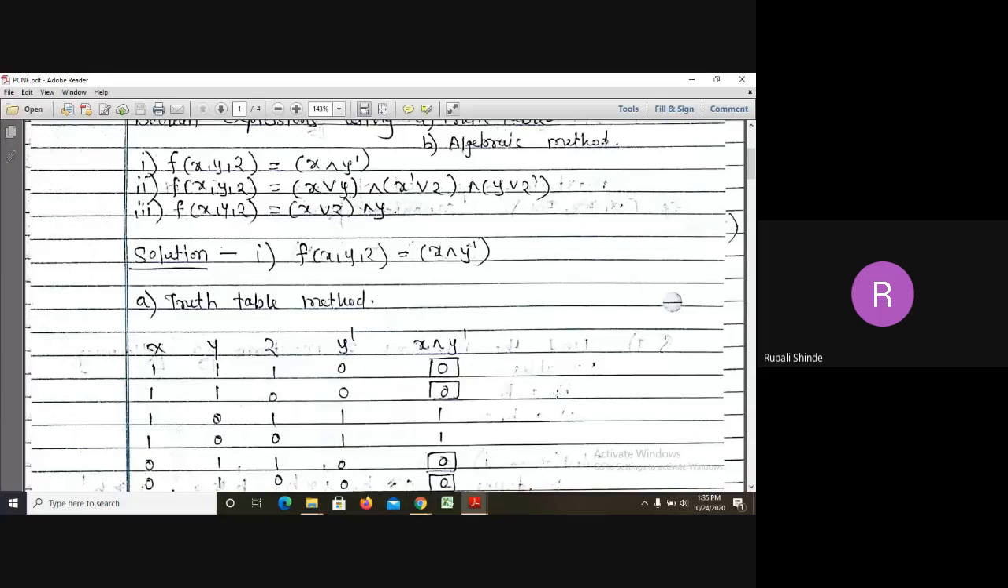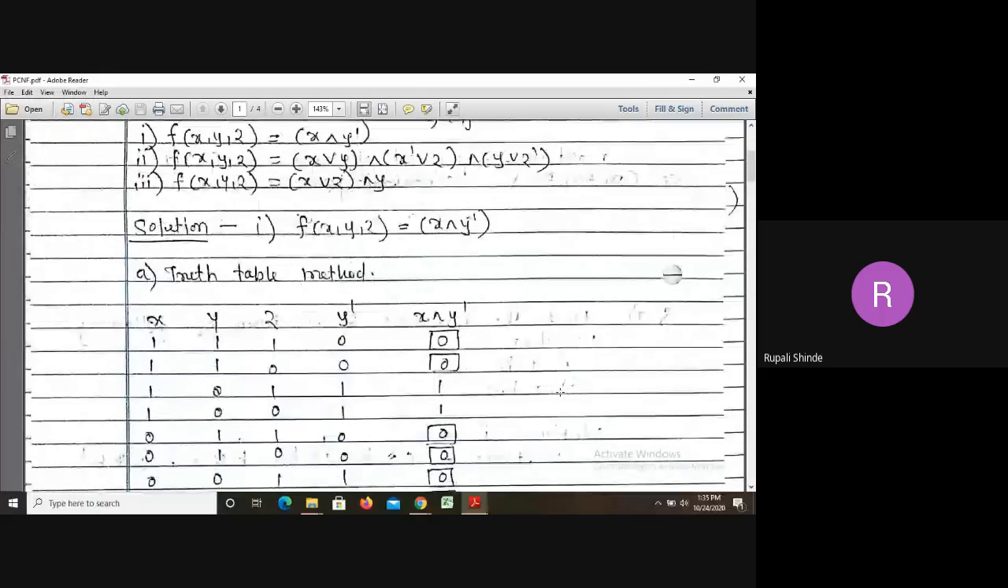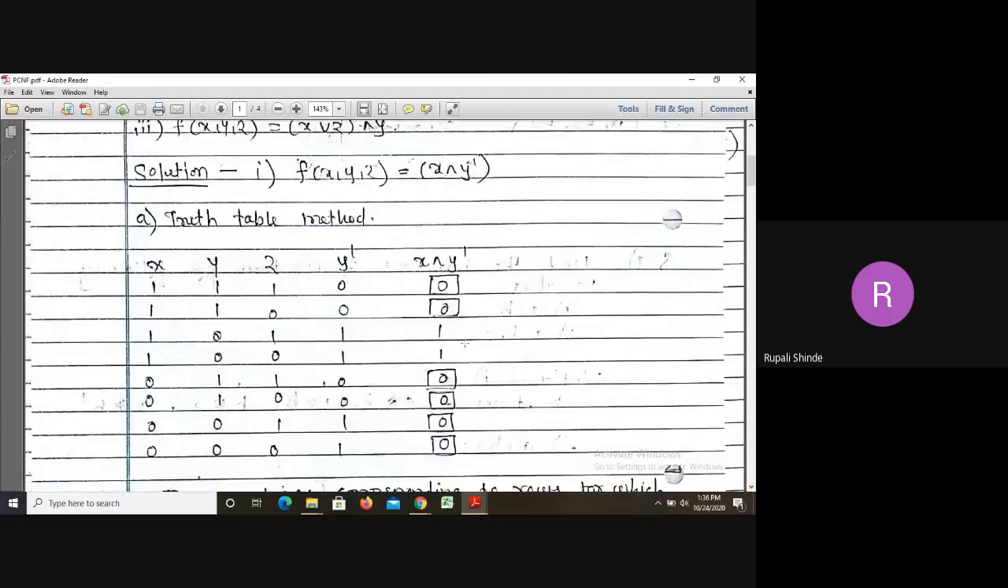So we were discussing this example for PCNF. What we have seen in the case of PCNF, we have to check where we have written 0 in the last column. See here, zeros are written 1, 2, 3, 4, 5, 6 times. So for the first 0, what are the values of x, y and z? If the value of that variable is 1, then we have to take its complement. And if the value of that variable is 0, then we have to write that variable in its original form.